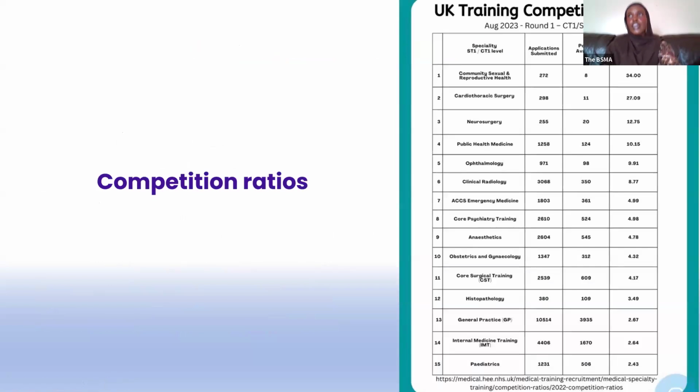I'm sure, especially the undergrad students among us, a lot of you have heard about this bottleneck that's happening with higher specialty training. And it is a thing. Every single year, the competition ratio is increasing. As you can see, for instance, if you want to do community sexual and reproductive health, there are only 8 posts available, with the competition being 34. Whereas in cardiothoracics, there are only 11 posts, and neurosurgery is 20. So you've got very few seats available.